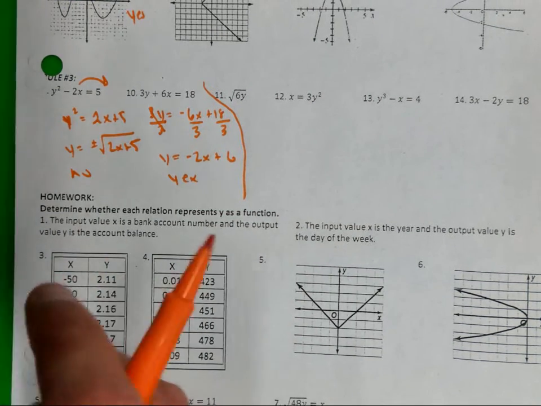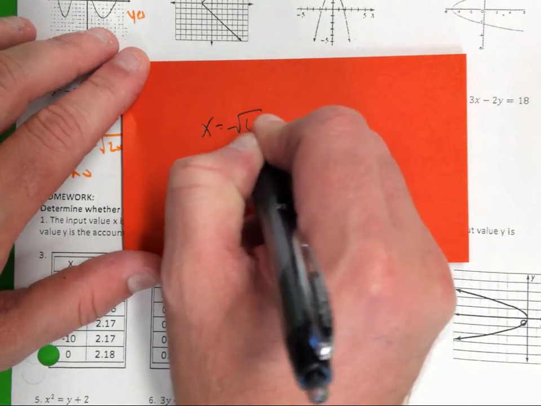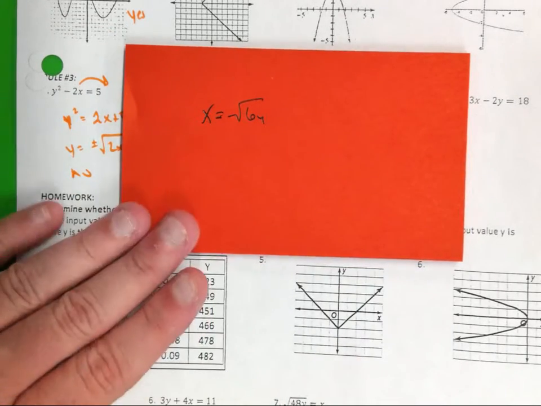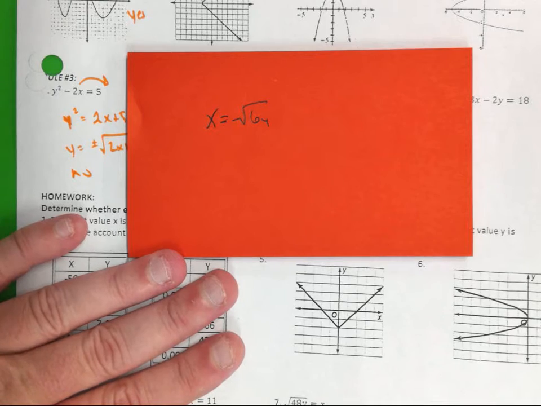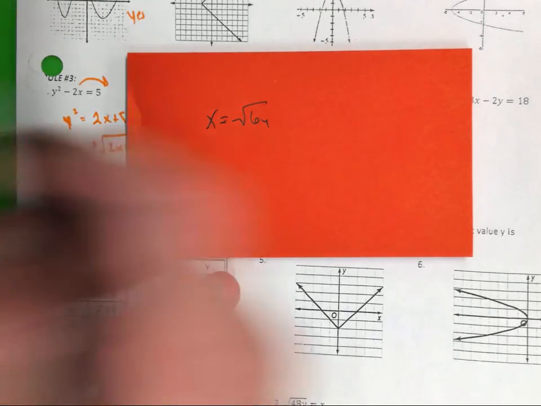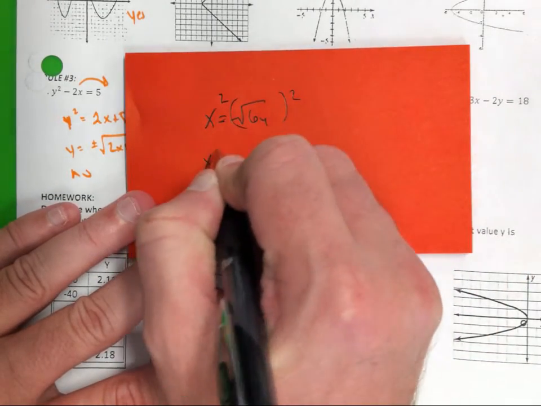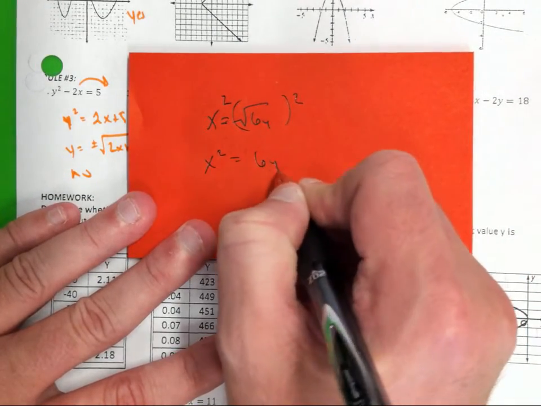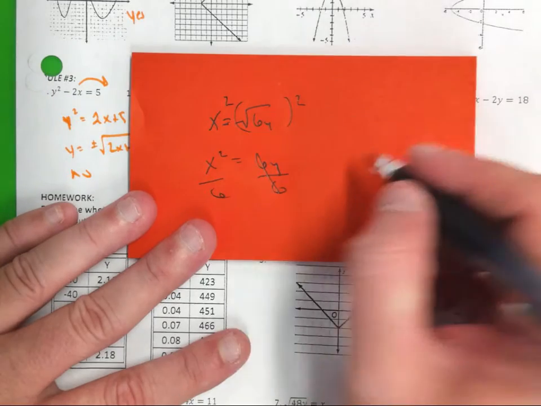Now, number 11, I mistyped it, so this is what it should say. That should be number 11, so write that down somewhere. All right, I'm going to get y by itself. So how can I get under this radical? So I got x squared equals 6y. Then I'm going to divide by what? 6. Did I run into a plus or minus situation? So is it a function? Yes, that's a function.